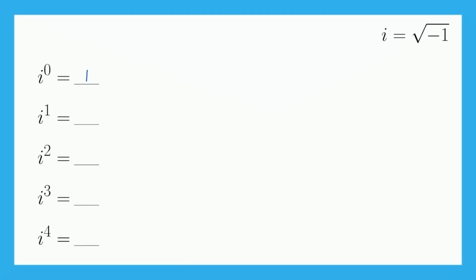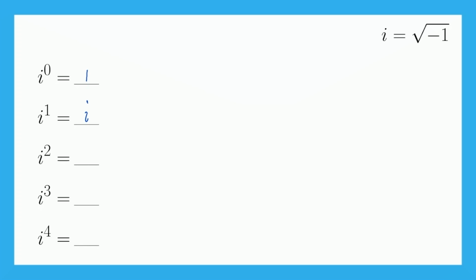Okay, what about i to the power of 1? Well, we know that i to the power of 1 is the principal square root of -1, but the most simplified way to write this is just i. So we're going to say i to the power of 1 is equal to i. There it is. What about i squared?